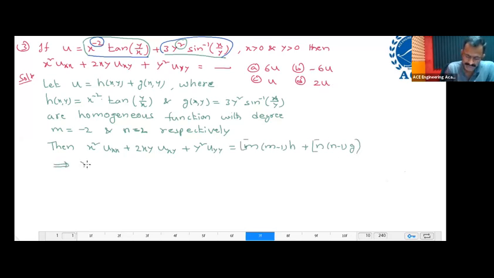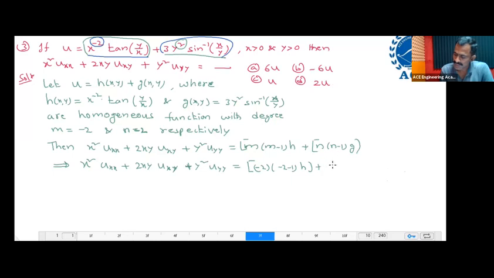Which implies x square into uxx plus 2xy into uxy plus y square into uyy equal to, in place of m, write the minus 2. Minus 2 into minus 2 minus 1 into h plus 2 into 2 minus 1 into g only.